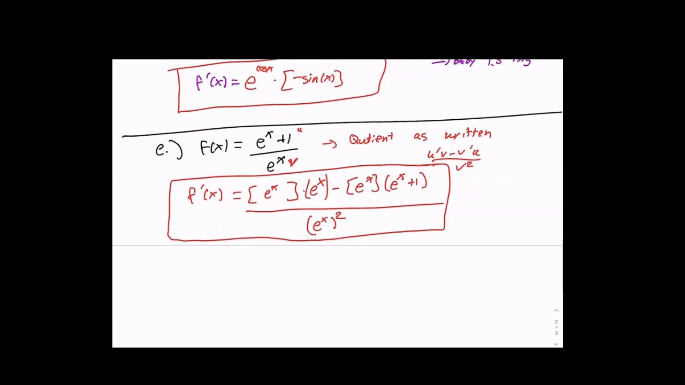Now, that's the answer. Okay. It's ugly though. So we need to simplify that down. So this is the same thing as e to the x times e to the x. All right. That's e to the 2x minus e to the 2x, e to the x, all over e to the 2x.